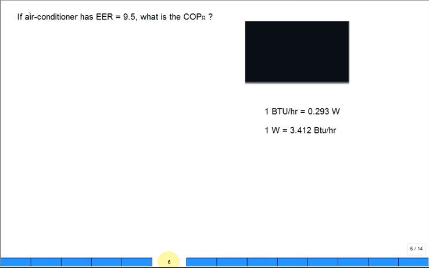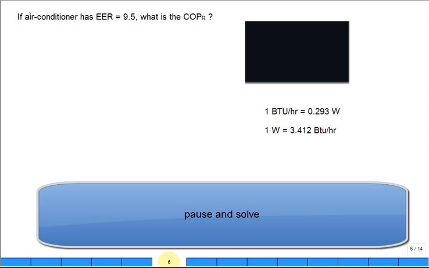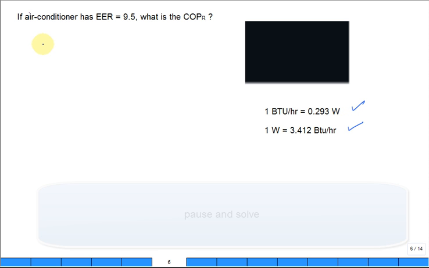So here's a question for you. If the air conditioner has an EER of 9.5, what is the COP? And you'll need to know these. You work it out on your piece of paper. Okay, so the energy efficiency ratio is equal to 9.5, but we know that has particular units to it, right? It has units of BTU per hour divided by watt. We want to do some unit conversions.